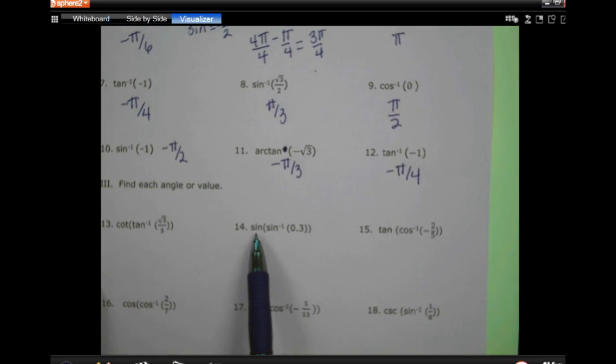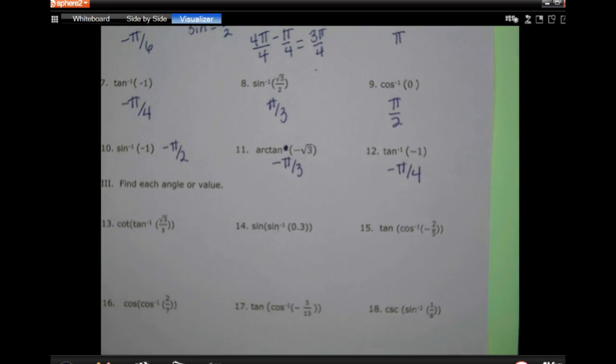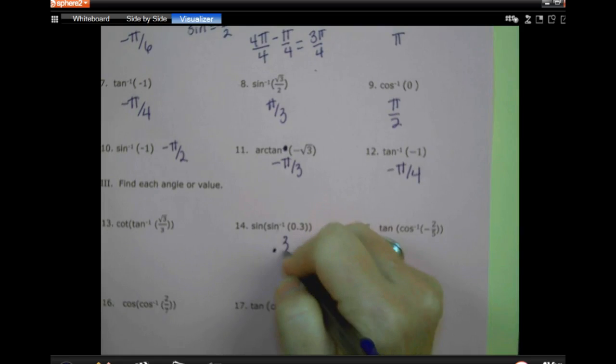So here I have the sine of the inverse sine of 0.3. The first thing you have to ask yourself is, does 0.3 fall in my area? So is 0.3 between 0 and 90? Yeah, so it falls within the area. So if it falls within the area, these cancel out and we get 0.3. But that's how you have to start. You have to ask yourself, is this in my restricted range? Yes or no?